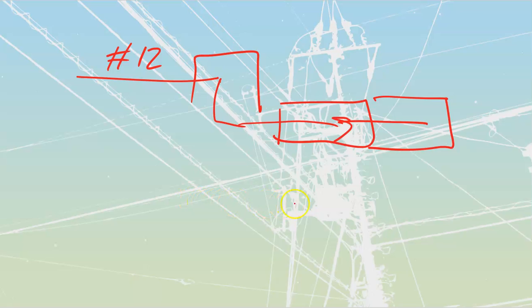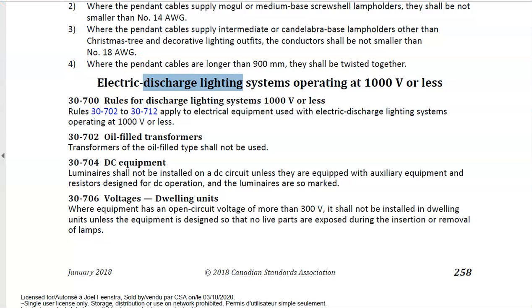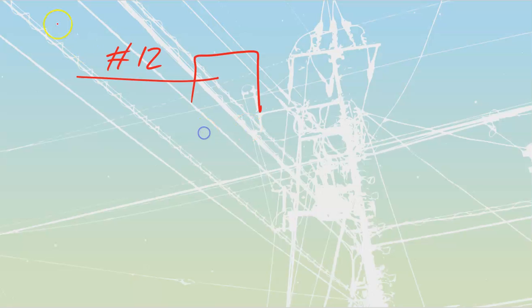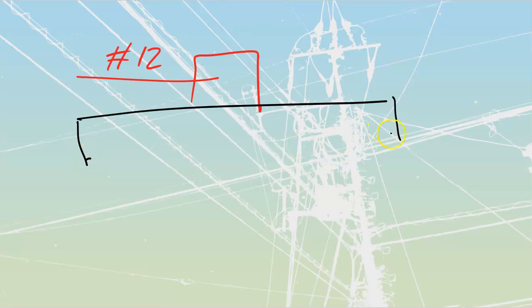So if I go back into the actual code rule, no more than 300 volts as an open circuit voltage. They're talking about the ballast and the lamps. This is what we have. Draw up a fixture. So we've got the fixture itself. We're going to have the tombstones on the end that we are going to connect our lights into. We are going to have the ballast that's going to be inside of here.